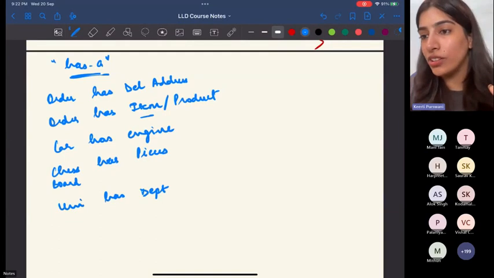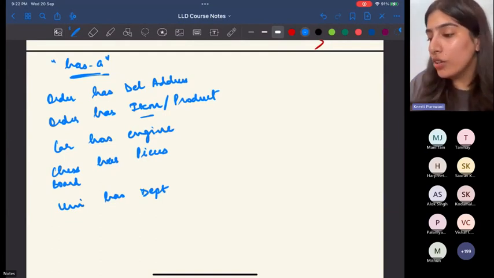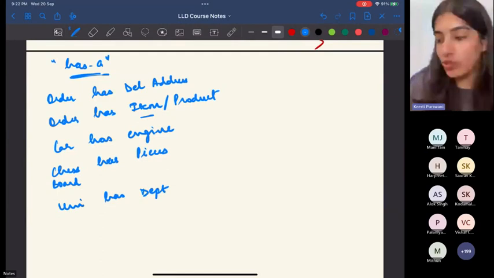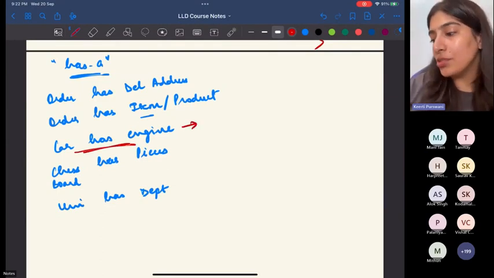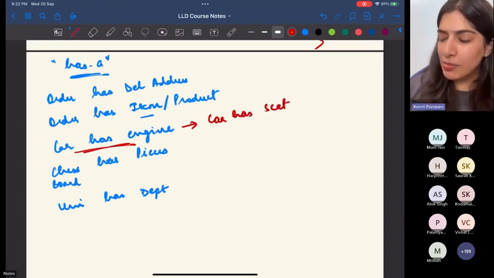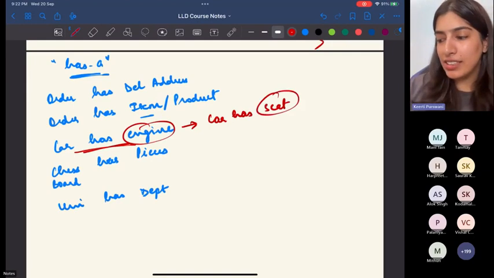Guys, mute yourself after you're done talking. Yeah, thank you. Okay, now quick question. Let's take this example. Car has engine and suppose car has seat. Can someone tell me the difference between engine and seat?